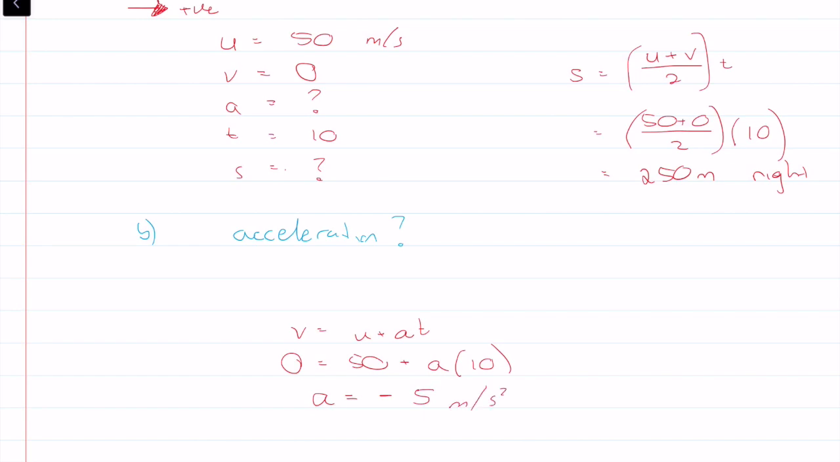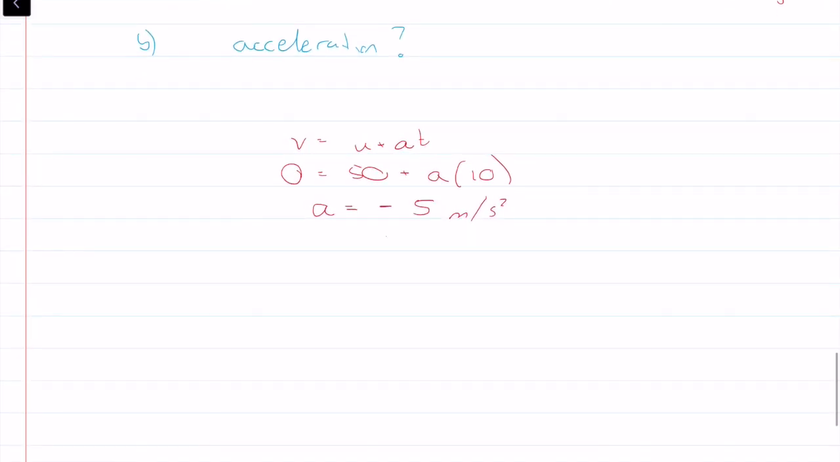Okay, what does this minus sign tell me? This is an indication of direction. My positive direction is right. Therefore, my negative direction is left. So the acceleration equals 5 meters per second squared left. Okay, that would be the final answer.